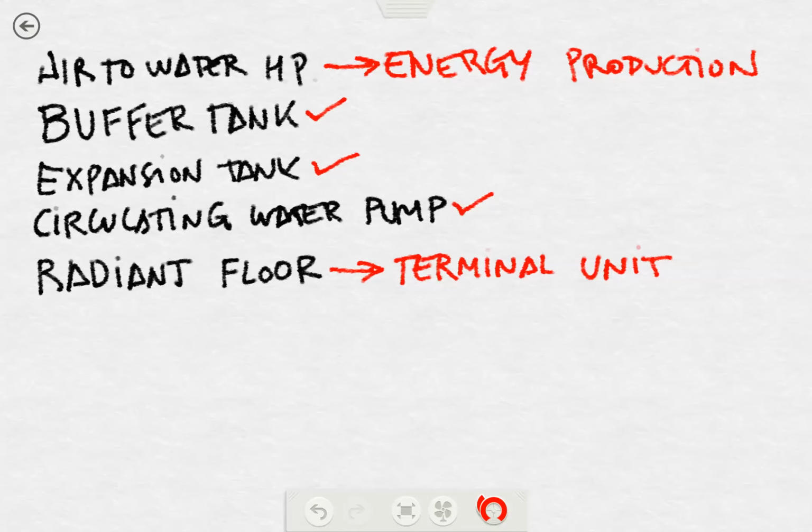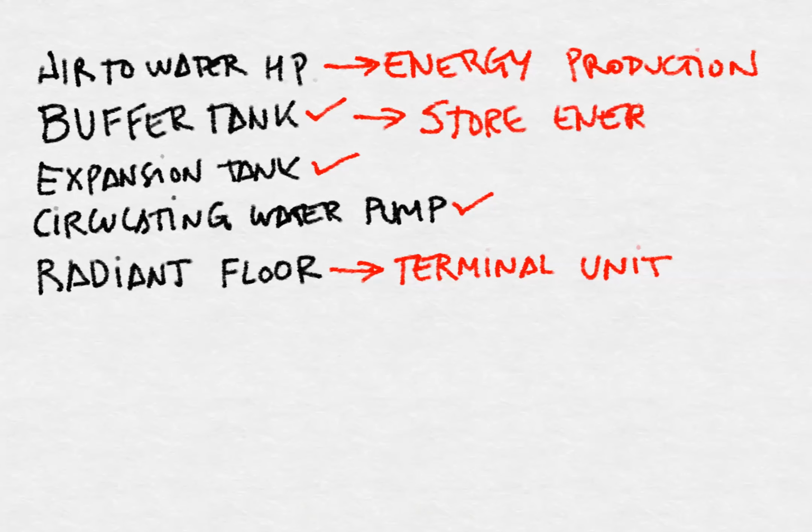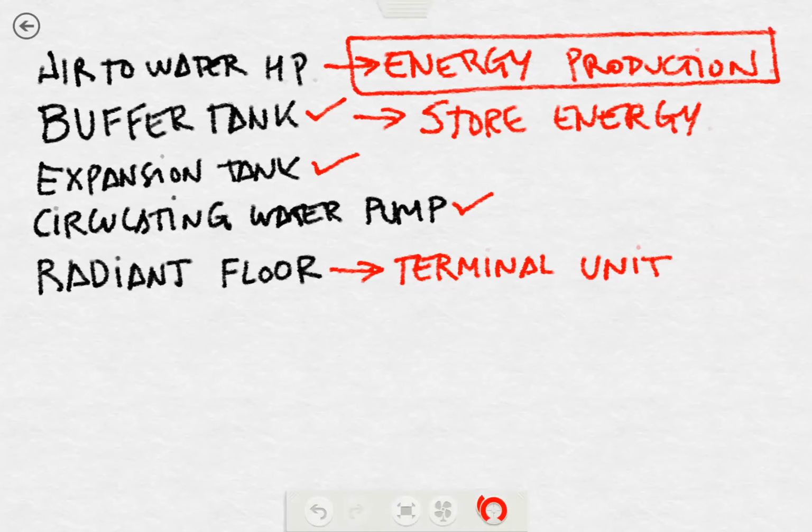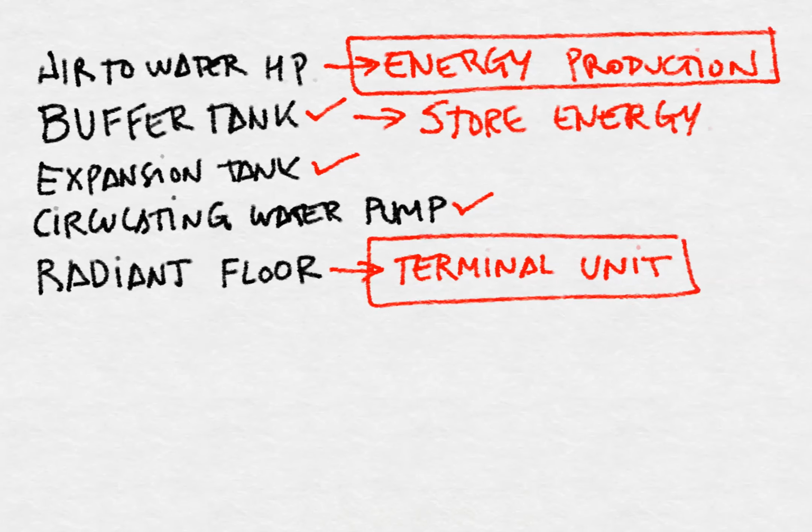But well, we need this circulating water pump to circulate water. We need an expansion tank to release pressure if there's too much pressure in this piping system. And the buffer tank is something that we need to store energy. Okay, but we always need energy production, and we always need a terminal unit. Then we need more elements, but those are the most important elements in a mechanical system: the energy production and the terminal unit.